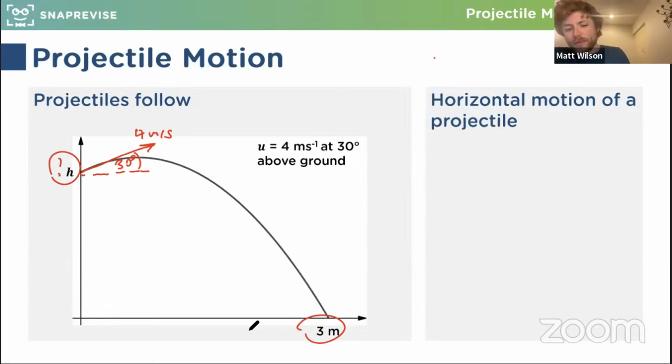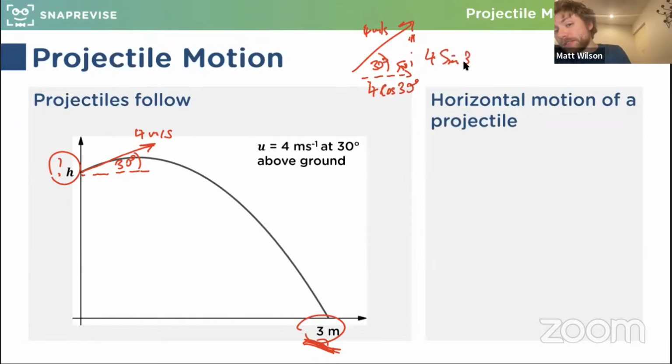Okay, so we're going to start with horizontal motion because we've been told some horizontal stuff. So what can we say? Well, first of all, recall we've got this 4 meters per second here. If we're going to deal with horizontal, we need to split this into components. Remembering this is 30, our initial horizontal velocity is going to be 4 cos 30. Alternatively, our initial vertical velocity will be 4 sine 30, and that will be handy on the next page.